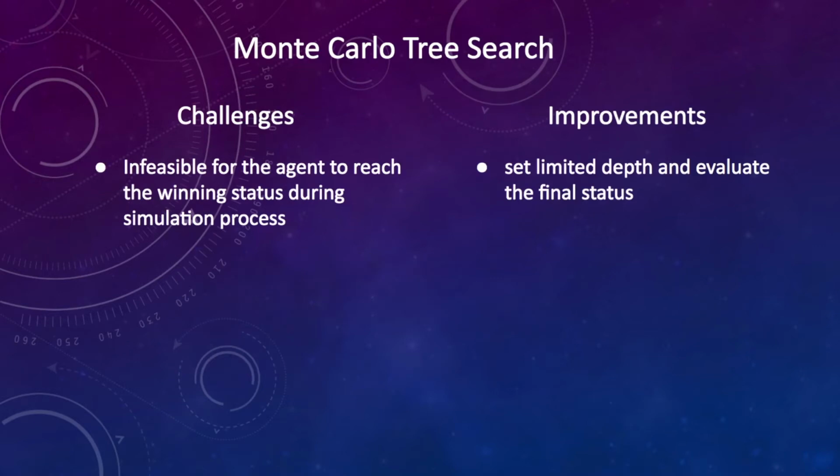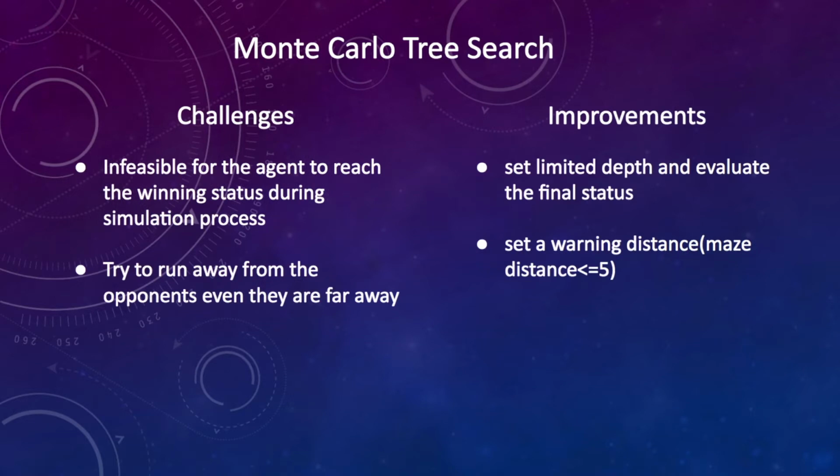And let's talk about the challenges and the improvements in Monte Carlo tree search. Since we have been given only 1 second for each simulation, it is infeasible for the agent to reach the winning status. In order to fix that issue, we decided to use the evaluation function to calculate the score of the current status. We set limit depths and evaluate the final status.